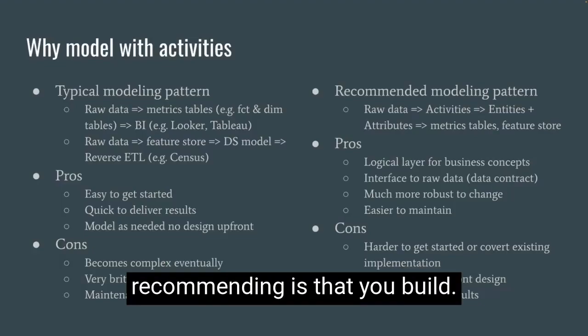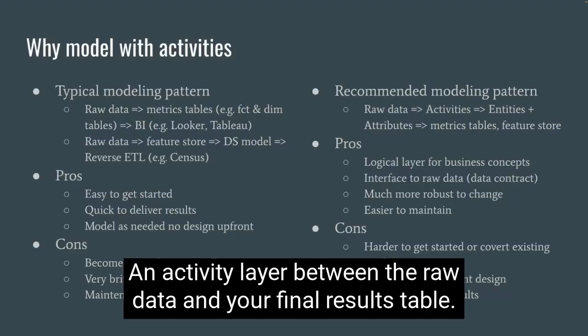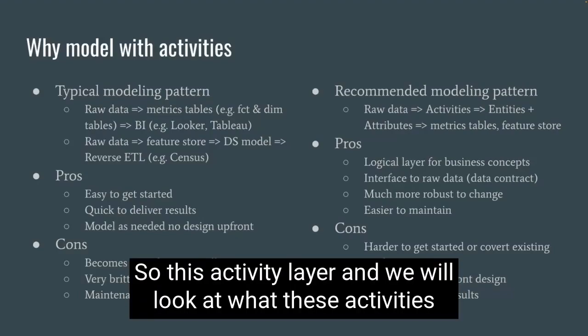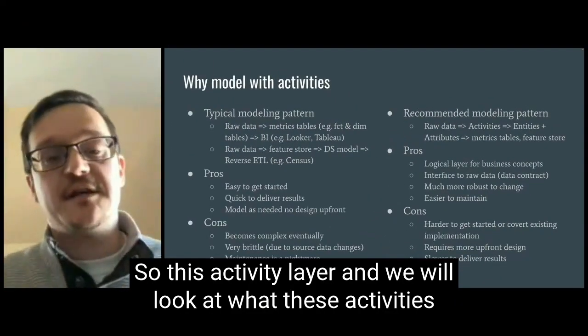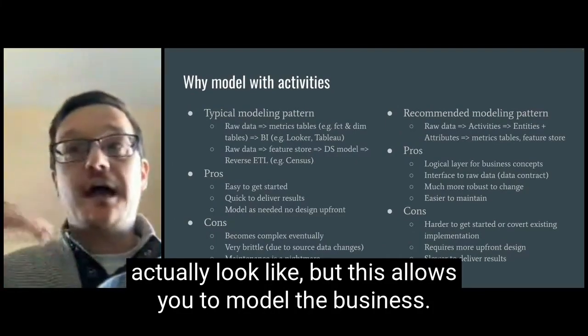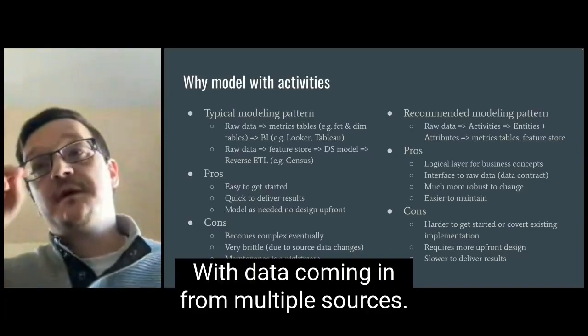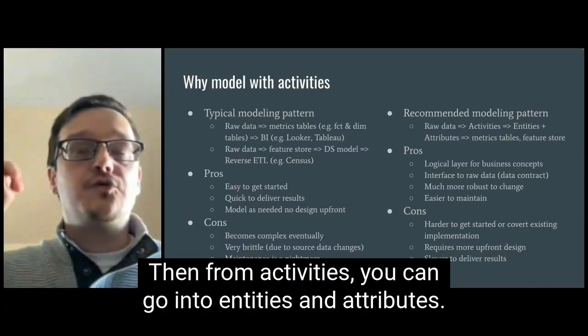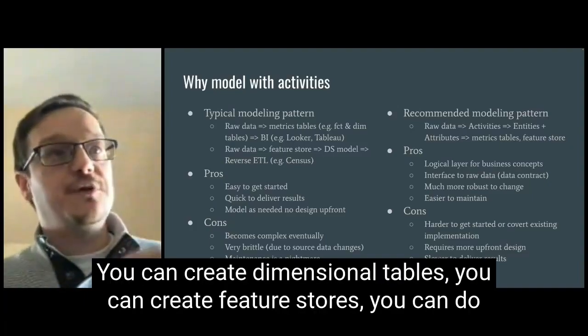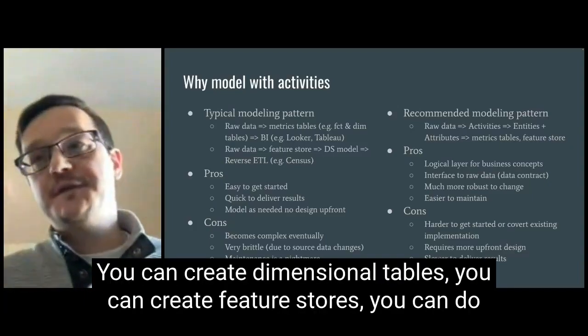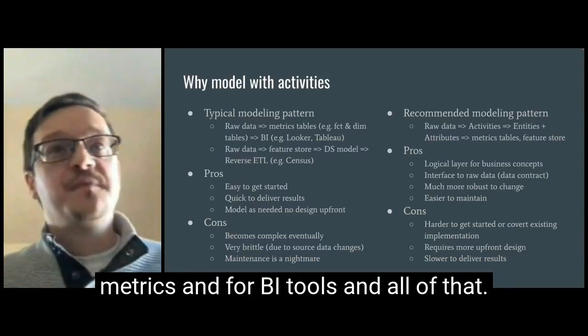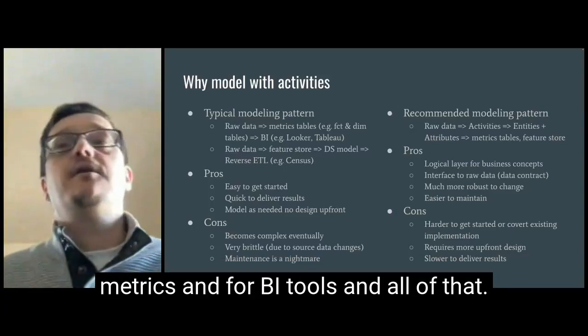What I'm recommending is that you build an activity layer between the raw data and your final results table. So this activity layer, and we'll look at what these activities actually look like, allows you to model the business with data coming in from multiple sources. Then from activities, you can go into entities and attributes, you can create dimensional tables, you can create feature stores, you can do metrics and for BI tools and all of that.